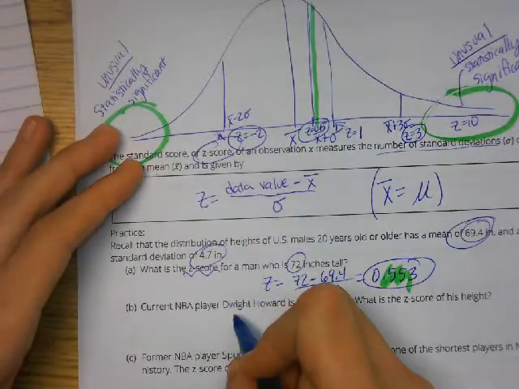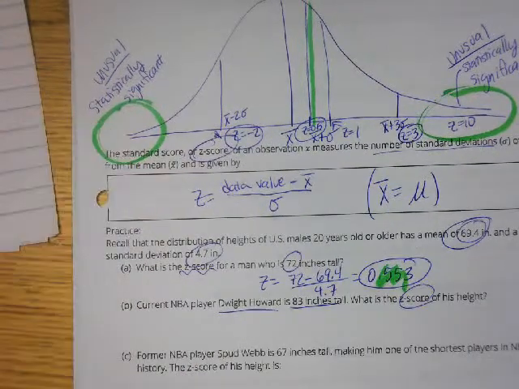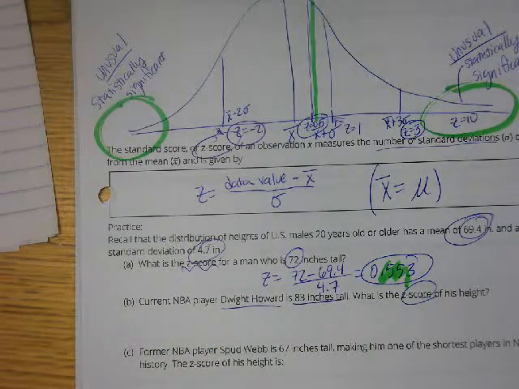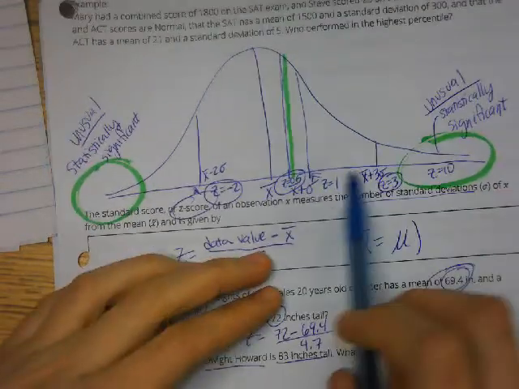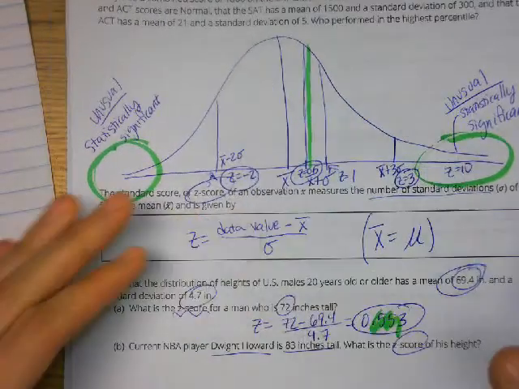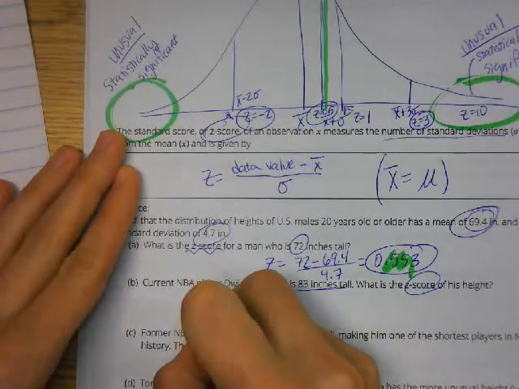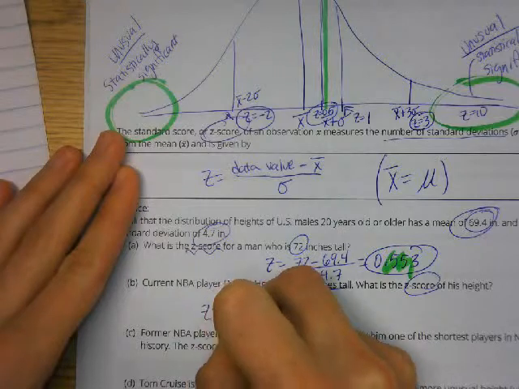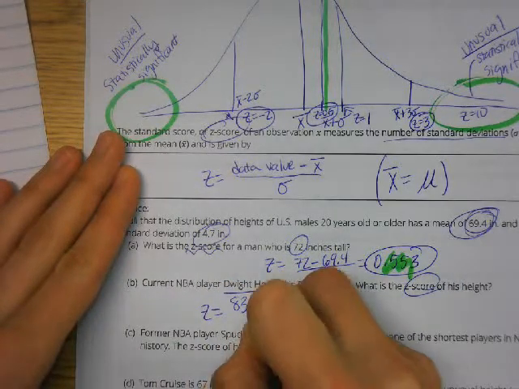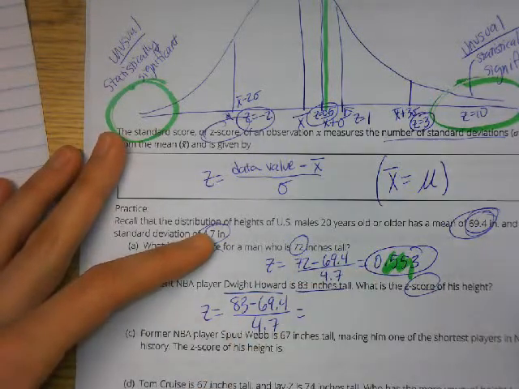Current NBA player Dwight Howard is 83 inches tall. What is the z-score of his height? 83 inches tall. Well, I know Dwight Howard plays basketball, so I am expecting him not to be average, not to be anywhere in this bell. Okay, so let's see if that z-score confirms what I think. His z-score is going to be 83 minus the mean, 69.4, divided by 4.7, the standard deviation.